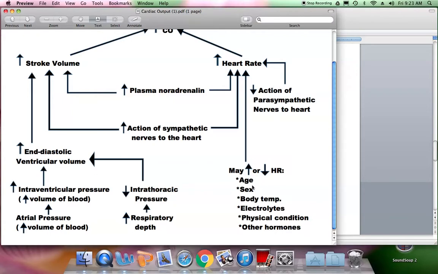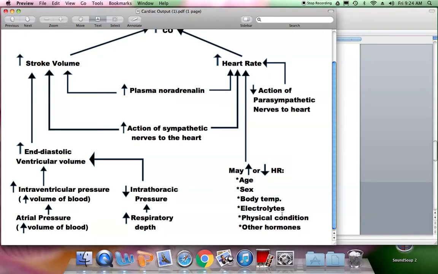Now, this is showing you things that can increase or decrease heart rate. So over here is what's affecting heart rate. Age. So babies actually have a faster heart rate, and then as people get older, it becomes slower. Sex, meaning male or female. Females typically have a faster heart rate than males, or the activity of sex will increase heart rate because it's an exercise. Body temperature, when body temperature goes up, like during a fever, this will increase heart rate.